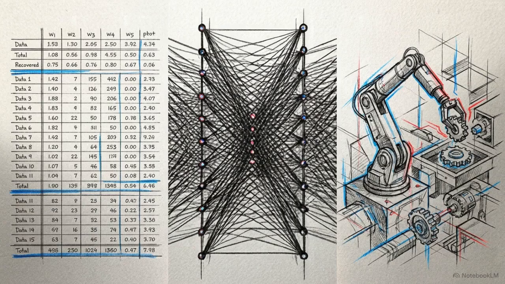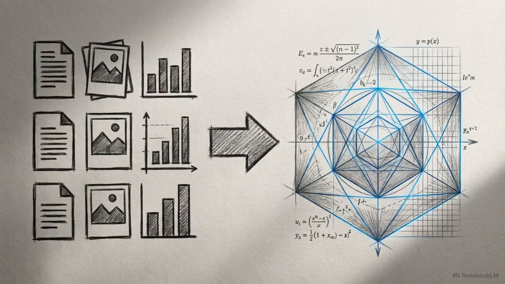From supervised classifiers to neural networks and reinforcement agents, these tools represent a shift in how we solve problems. Across all paradigms, machine learning is the mechanism for translating raw experience into a predictive mathematical model.